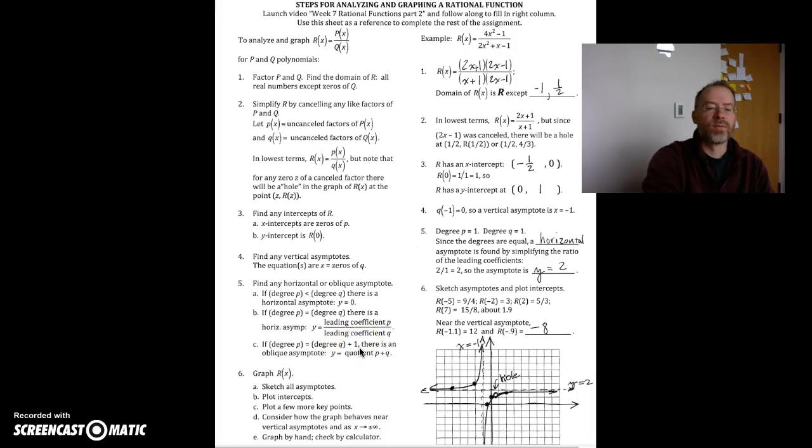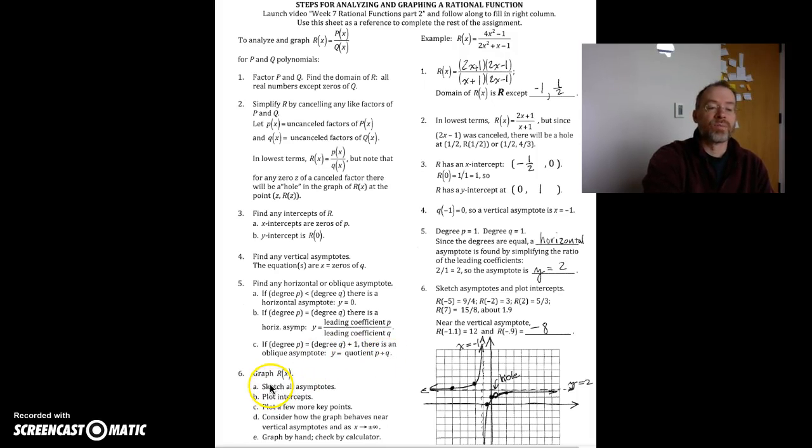And I believe I did one of those on the whiteboard. There you can actually carry out polynomial division and you'll get an oblique or slant asymptote. Y equals the quotient of P divided by Q.